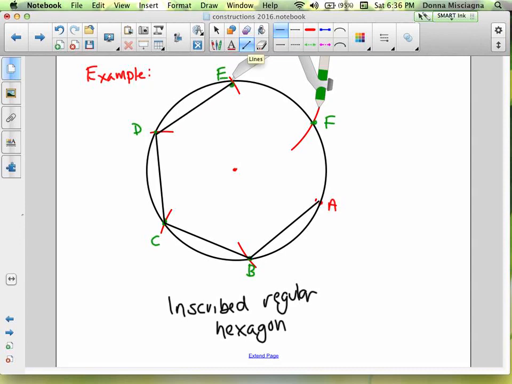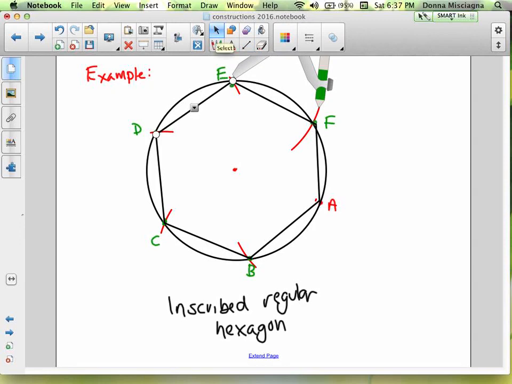D to E. Oh, that's not in the right spot. E to F, and finally F to A. And let's fix those couple lines that kind of missed their mark. There we go. And so that's all there is to the regular hexagon.